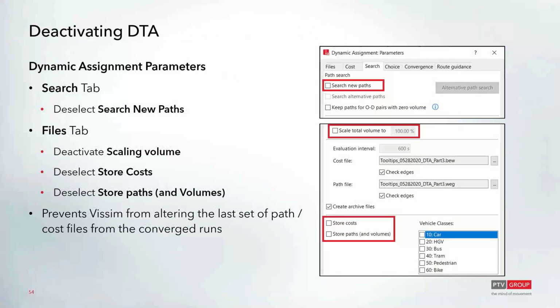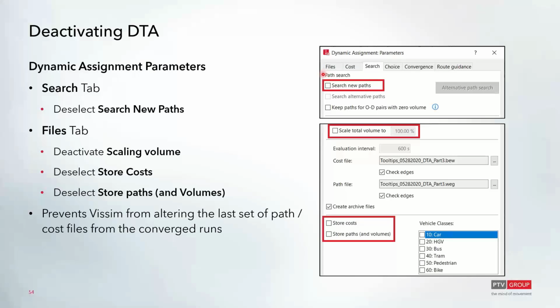So the first step that we're going to need to do in order to deactivate DTA is to open up the dynamic assignment parameters window. Again, in here we can go to the search option, and in this case we're going to turn off the option for search new path. And this will make sure that we are going to use the current path set that has been created, and we'll lock it down to that particular path set.